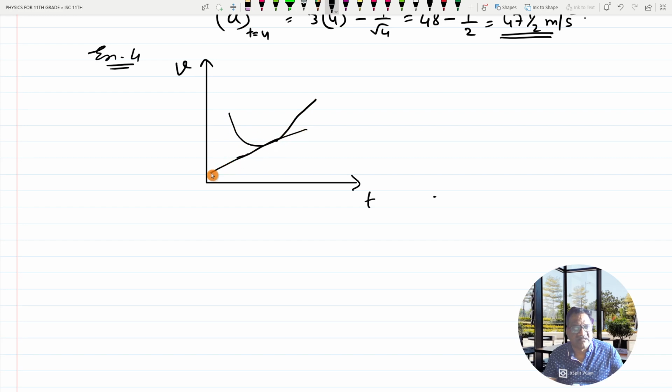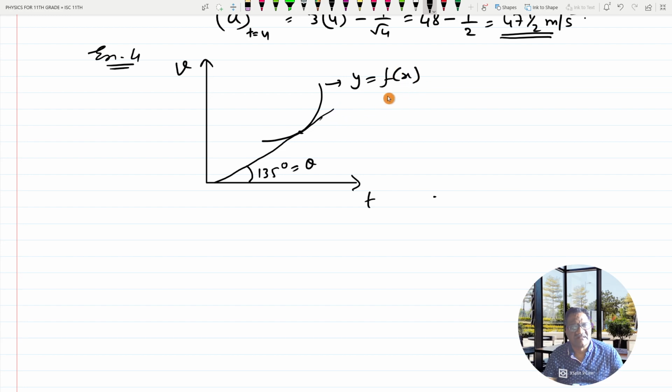Okay. So this tangent, okay, so just draw it properly. So this is that point. At this point, this is the tangent. Okay. So this tangent is making an angle of 135 degree with the time axis. This angle is 135 degree. Okay. This angle is known as theta, angle of inclination, right? So this is your y is equal to f of x. This is some graph. Okay.